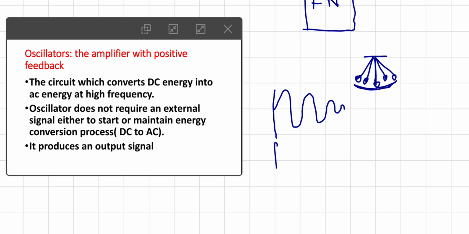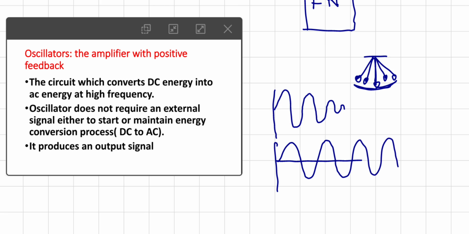So in order to have the output sustained, every time we need to feed extra energy to the input such that the amplitude of the oscillation remains constant and the oscillations are sustained. So no damping is there.